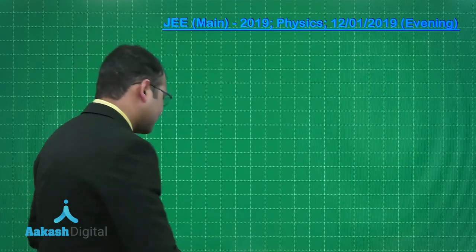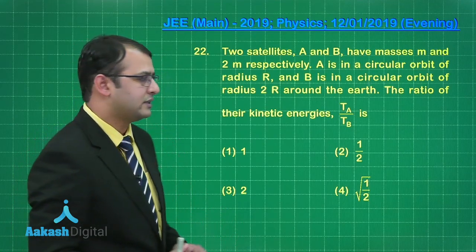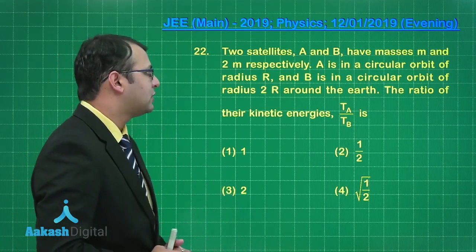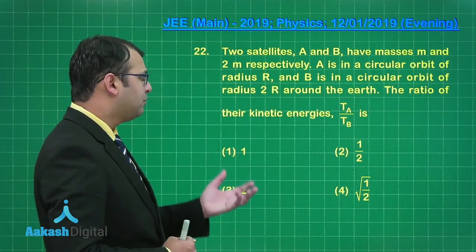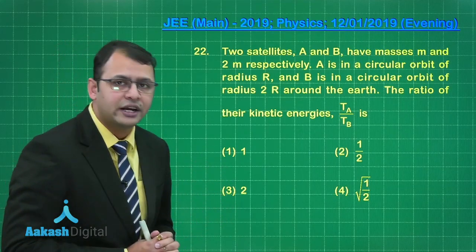Now let's start with our next question, that is question number 22. This question belongs to the section of mechanics. Here the two satellites A and B have masses m and 2m respectively, and A is in a circular orbit with radius r and B is in a circular orbit of radius 2r. So we have to find the ratio of their kinetic energies.